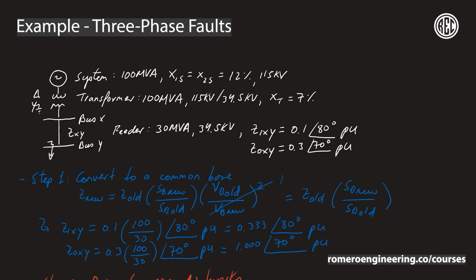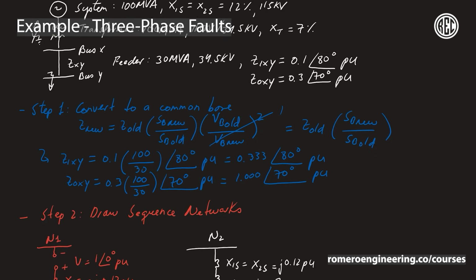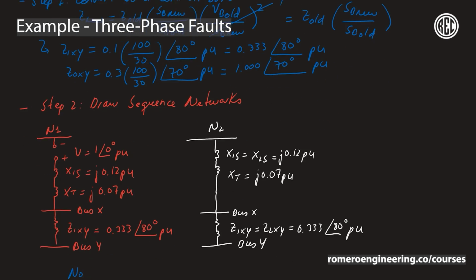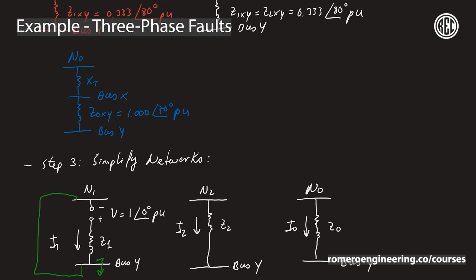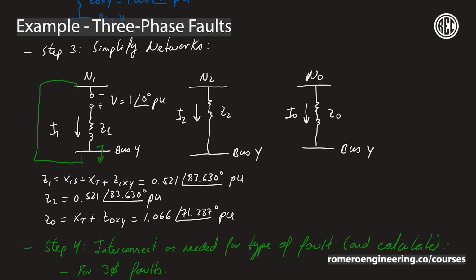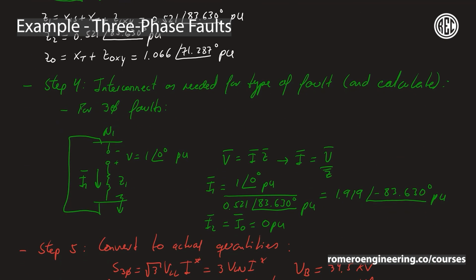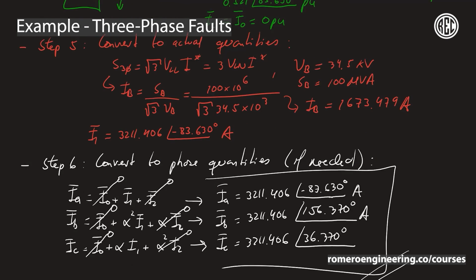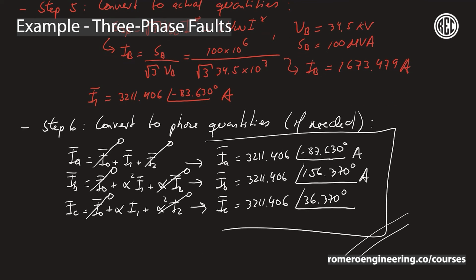And we have a 6-step process for calculating the fault current for a three-phase fault in this example. First step is to convert to a common base, so make sure that all of the impedances are on a common base. Second step is to draw the sequence networks. Third step is to simplify those sequence networks. Fourth step is to interconnect the sequence networks as needed for the type of fault that you're trying to analyze. In this case, we're doing a three-phase fault. Then step 5, convert from per unit to amps, so from per unit to actual quantities. And then lastly, step 6 is to convert back from sequence components to phase components. And again, this step is just optional if you need that.